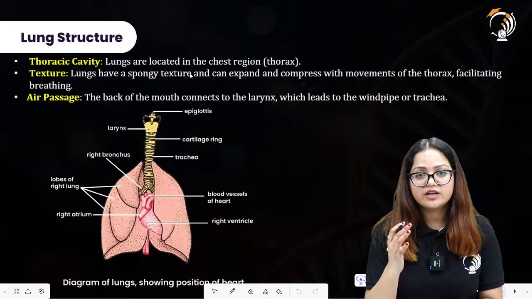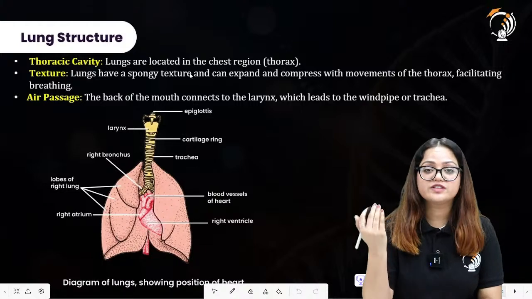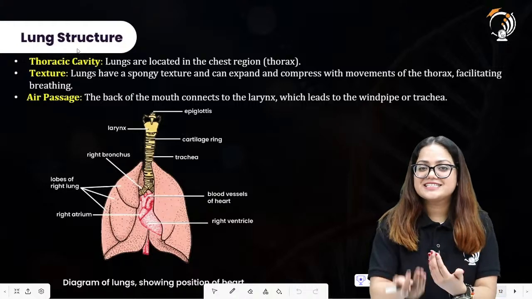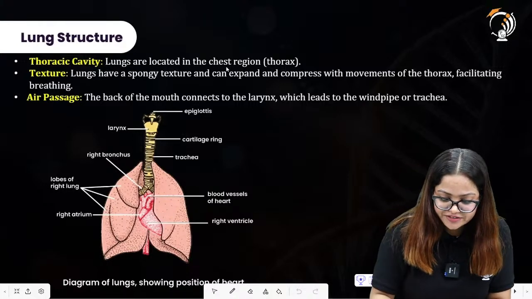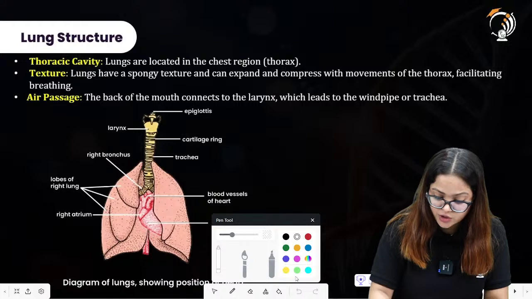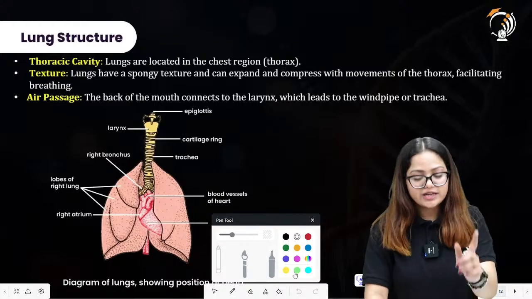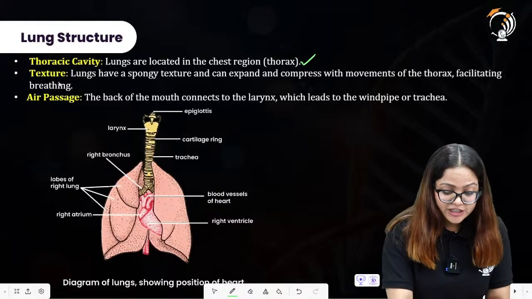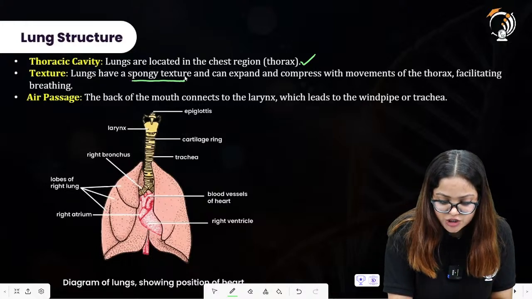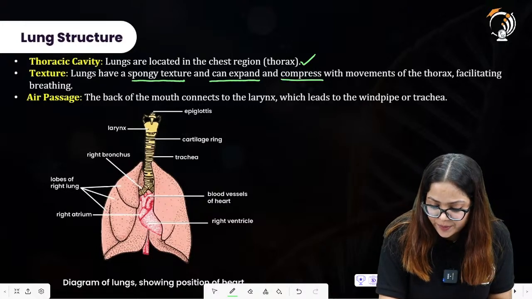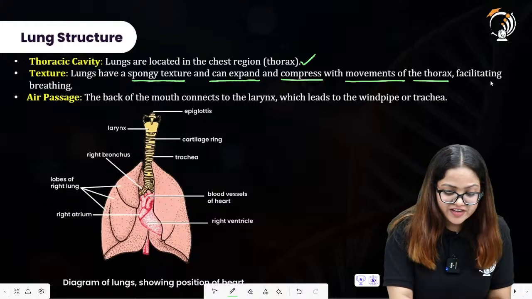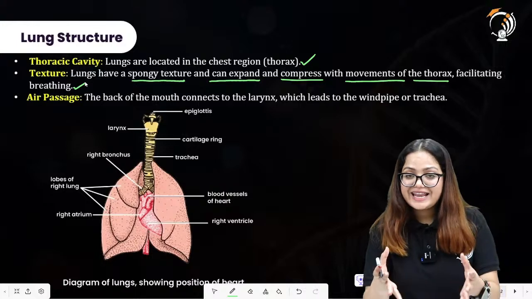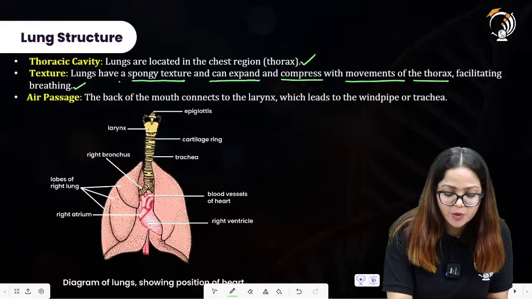All right. Lung structure here, having the thoracic cavity. I have already made you all understand about this thoracic cavity at the start of the session. The region in which the lungs are located is termed the thoracic cavity. Lungs are located in the chest region, or you can call it the thorax. That's why the name is thoracic cavity. Texture: lungs have a spongy texture and can expand and compress with movements of the thorax, facilitating breathing. So that's how it enables the lungs to expand and compress, because it has a spongy texture.